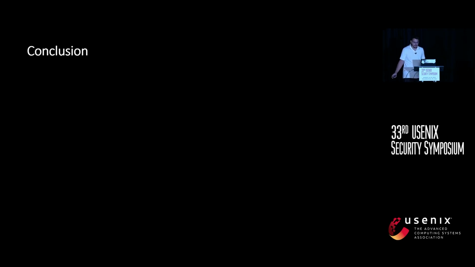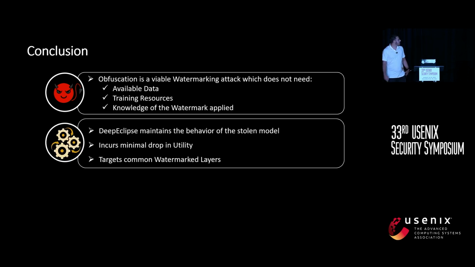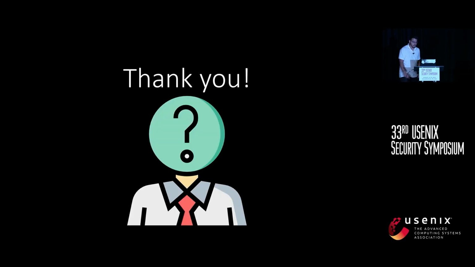So, in the end, we find that obfuscation is a viable watermarking attack, which does not need available data, training resources, or knowledge of the watermark applied. With the proposed DeepEclipse, which maintains the behavior of the stolen model, incurs minimal drop in utility, and targets common watermarked layers such as linear layers and convolutional layers. This approach is not applicable to behavioral watermarking, such as black box or similar. And also, first probing shows that it's effective also against watermarking of large language models that try to watermark the encoder-decoder portion. Thank you. Any questions?